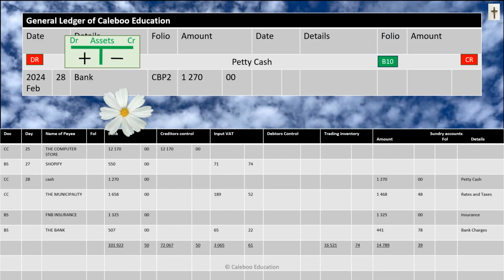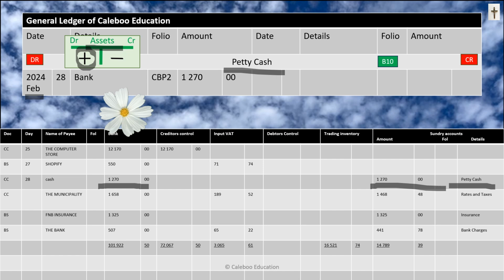And what happened on the 28th? There was a transaction which restored the Imprest petty cash amount. I explained that earlier. So this information needs to be taken to the petty cash account in the general ledger, which is a current asset. It's an asset. The value of our petty cash increased because we took money out of the bank account and put it into the petty cash.